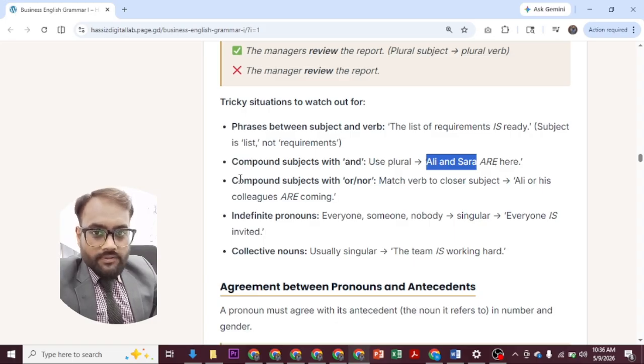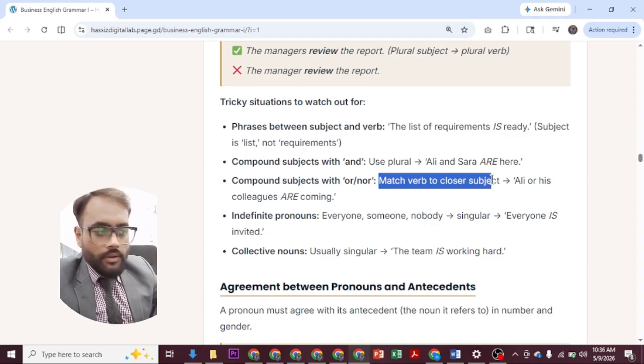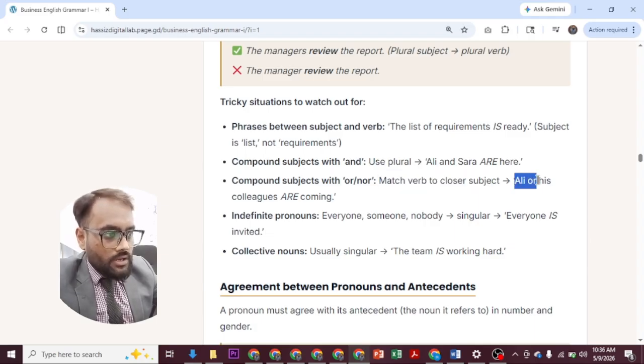Next we have compound subjects with "or" and "nor". In the previous example we talked about "and", and if we have a compound subject with "or" or "nor", we match the verb with the closer subject. Let's see over here: Ali or his colleagues are coming.